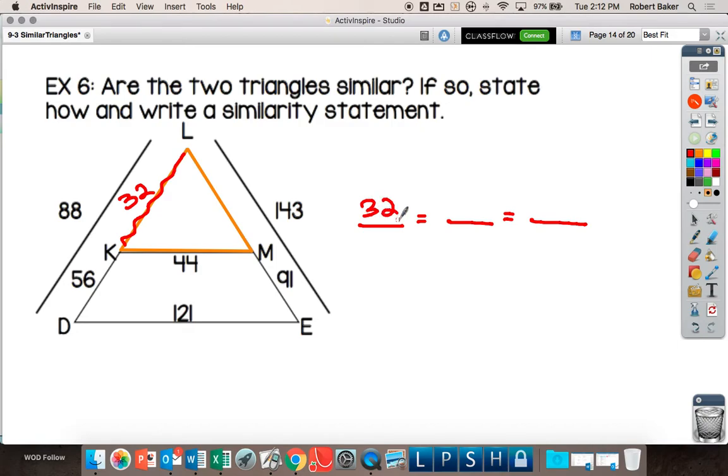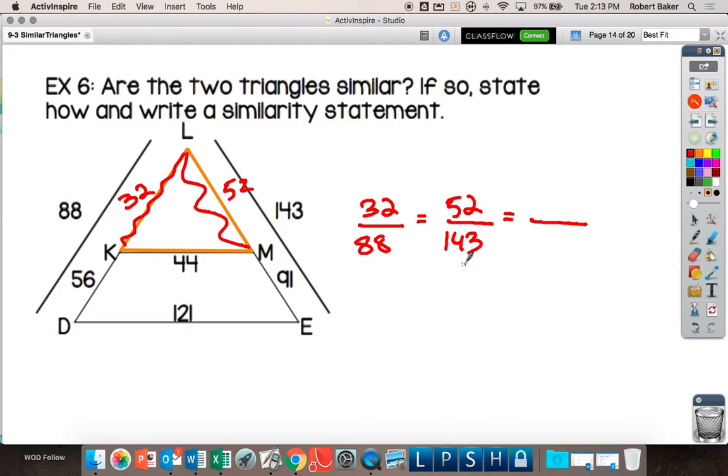So, if the orange piece is 32, how long is the entire black piece? 88, yes. Okay, that's the left side. Let's do the right side now. How long is this piece? 52? That was subtraction again. 143 minus 91 is 52. How long is the entire LE, the right side? 143.